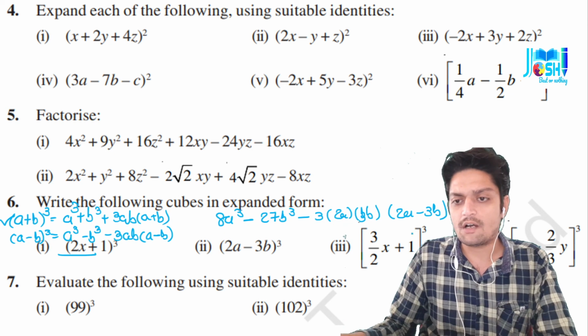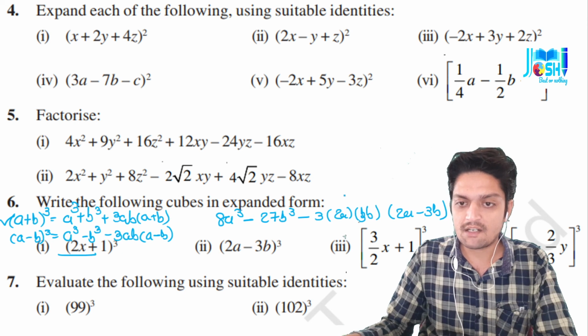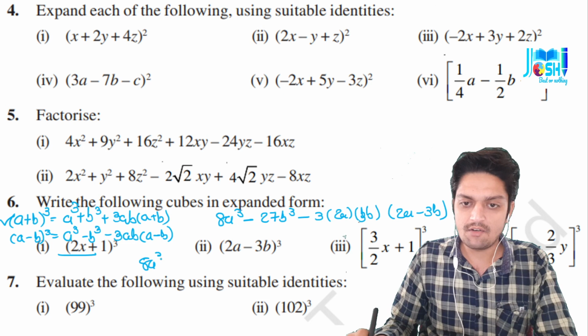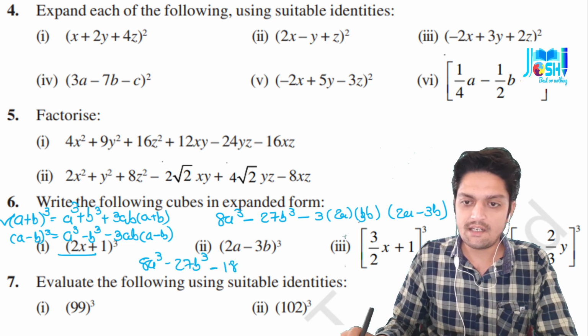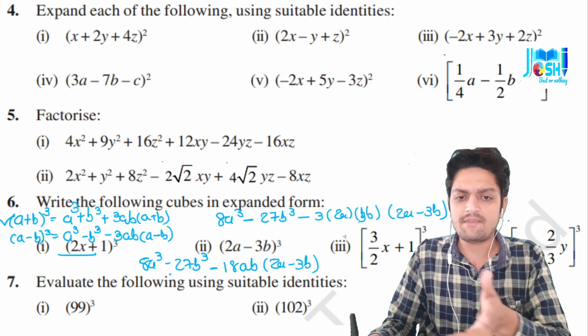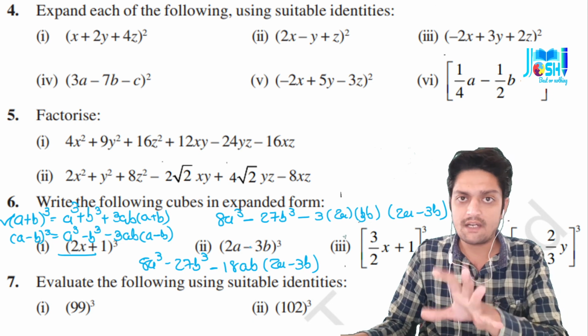Now you all know how to simplify all these things. 3 3s are 9, 2 9s are 18, so 18ab will come here. So I'm writing here 8a cube minus 27b cube minus 18ab into 2a minus 3b. And now you all know how to simplify these. So by the simplification method you have to get the answer.